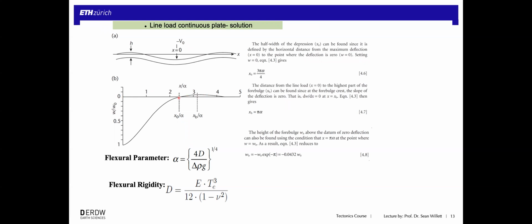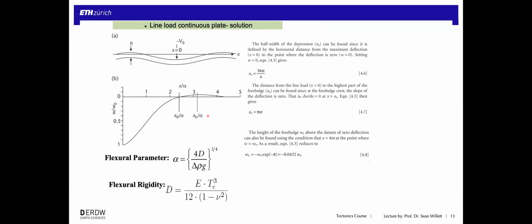And the zero point, so if we had, for example, a sedimentary basin at sea level, the filling of the basin would occur right at a value of x0, which we can also calculate as 3 pi over 4 times alpha. We can calculate other things like the height of the forebulge. That then would be given by an expression like this. So the point is, we know how to calculate this.